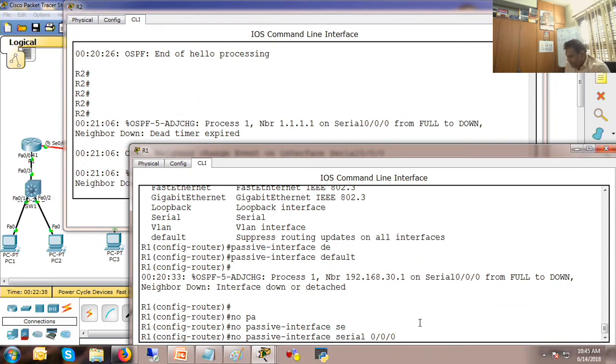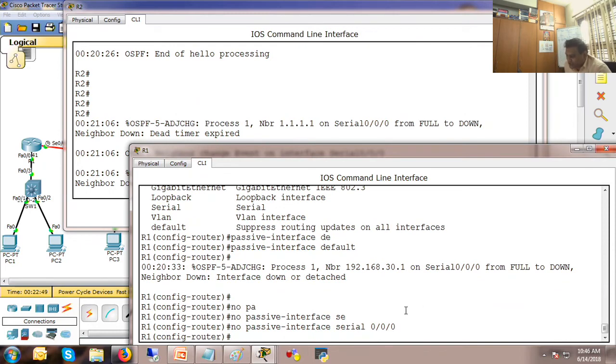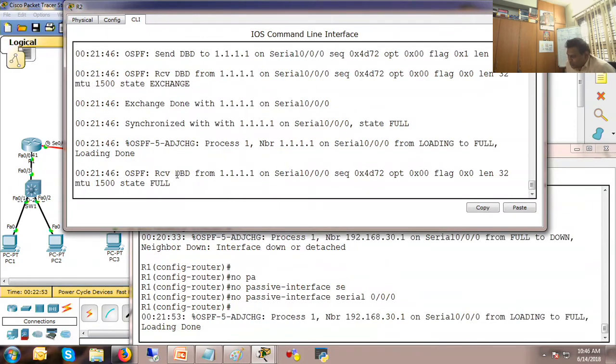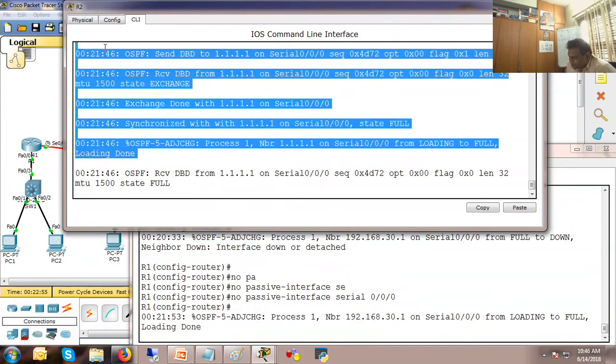Or you can give it one by one, interface by interface, you can say passive interface for this one, passive interface for that one. That is okay, but the best practice is to stop everything, then allow only the one you want. Enter. Now, the moment I give this, you see in the backside, so many things will happen.